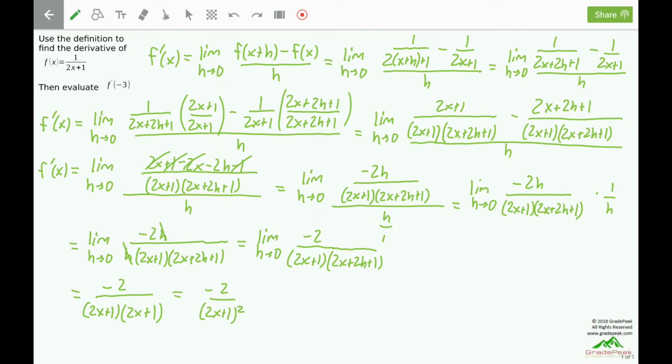The other thing being asked for is to evaluate, now that we've found this, f prime of negative 3. So this will equal negative 2 over 2 times a negative 3 plus 1 quantity squared. So this will be a negative 2 divided by 2 times negative 3 is negative 6 plus 1 and squared. So negative 2 divided by a negative 5 squared. Negative 5 times a negative 5 is a positive 25. So overall, we're getting a negative 2 over 25.